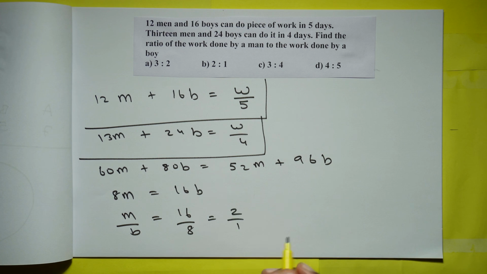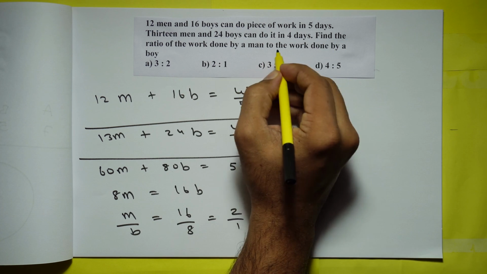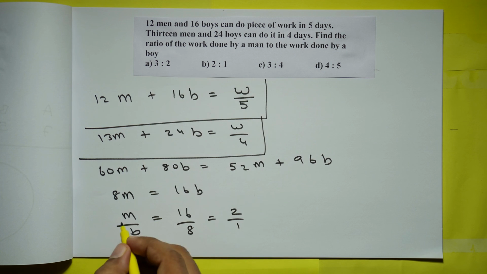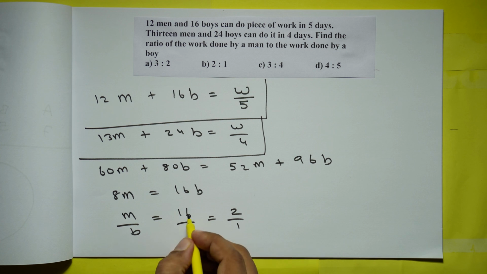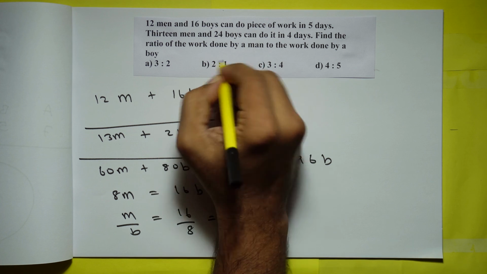Now the question is, find the ratio of the work done by a man to the work done by a boy. That is M is to B, that you will get as 16 is to 8, that is same as 2 is to 1. So option B, 2 is to 1.